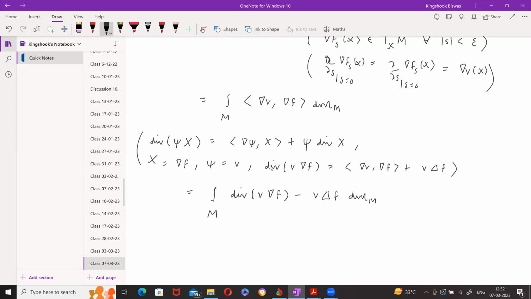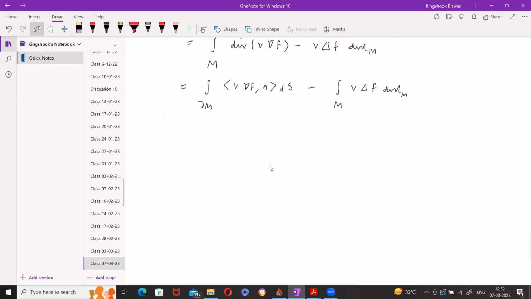Now by the divergence theorem, I can integrate the first term. This becomes the integral over the boundary of M of the inner product of V grad F with the normal vector dS, minus the integral over M of V Laplacian F d vol. Is this clear? That boundary term will be 0.